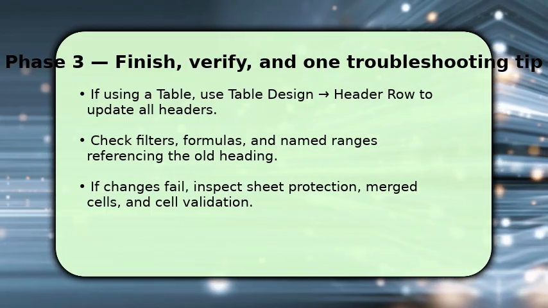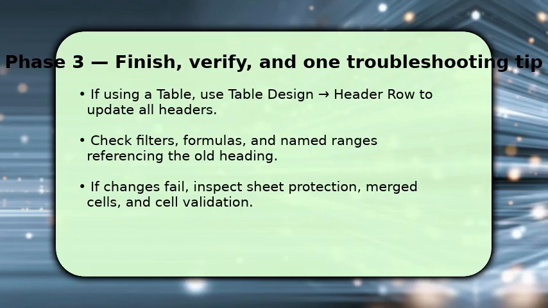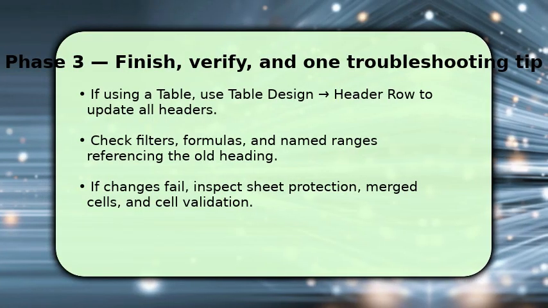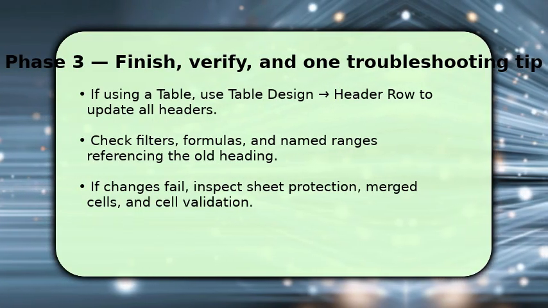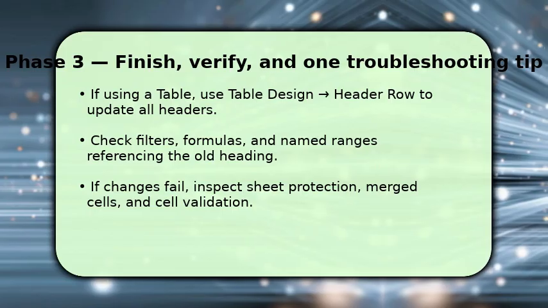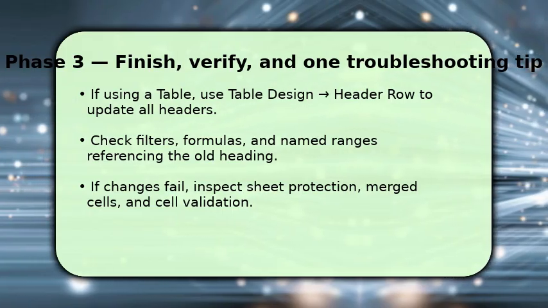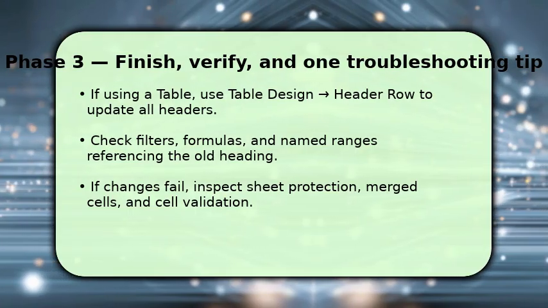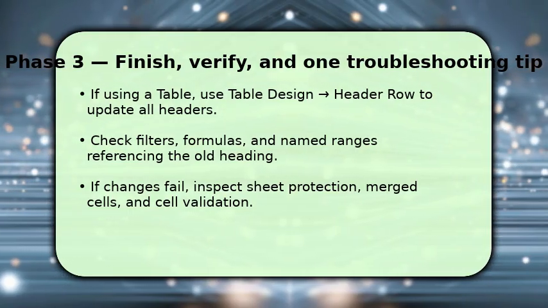references. Next, search for filters, formulas, or named ranges that reference the old heading and update them to prevent broken links. If your edit won't apply, make sure the sheet isn't protected, the cell isn't merged, and there's no data validation blocking edits. One tip: use undo if something shifts unexpectedly, then correct the root cause.